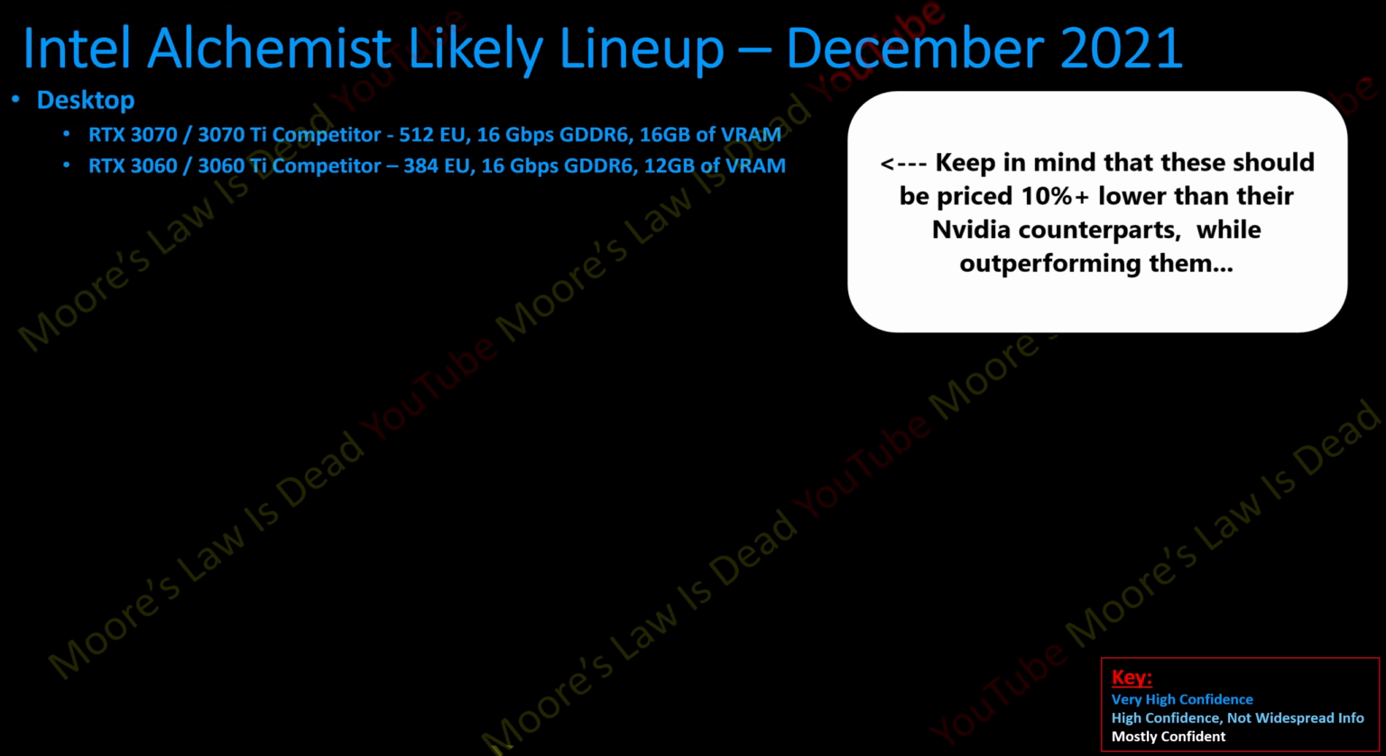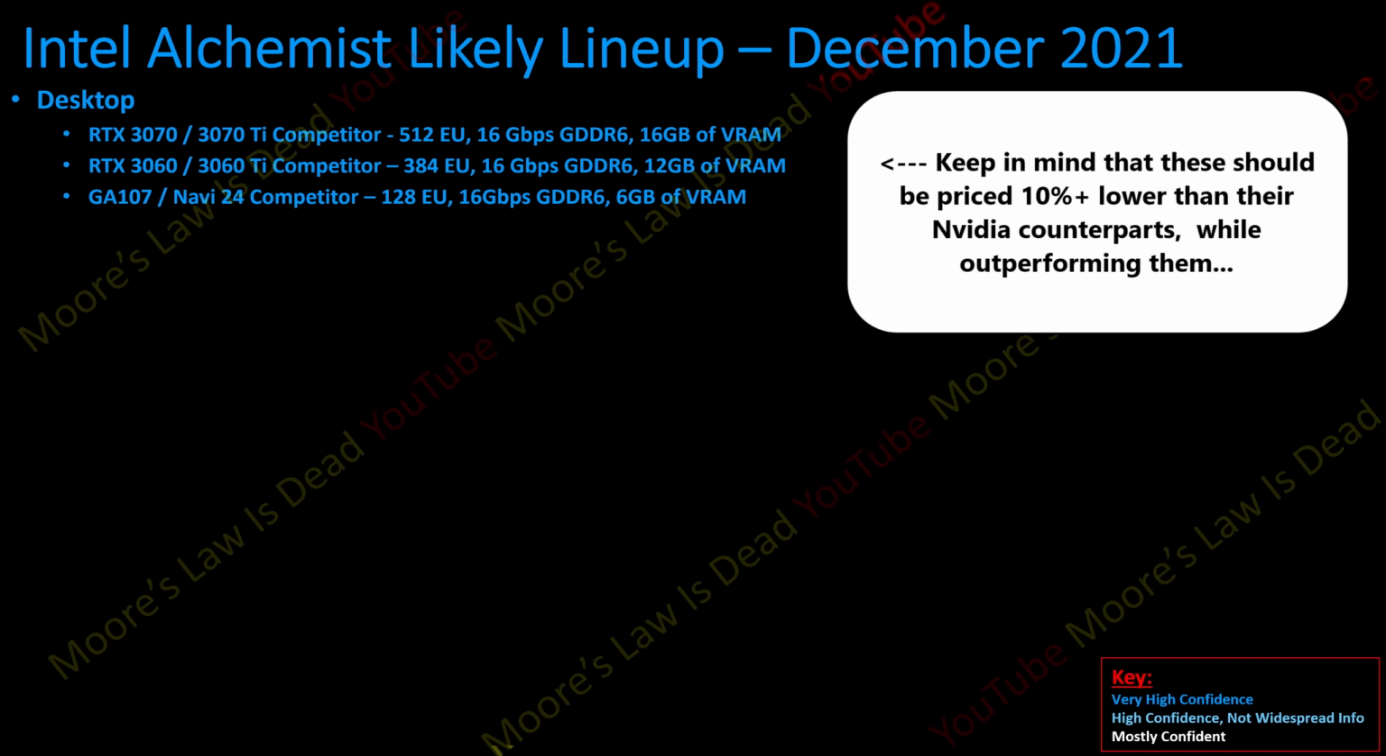Below that, the 384 execution unit model. This is something I believe will probably be a hair below the 3060 Ti in performance, but they consider it the same tier, and so they'll charge at least 10% less, maybe $350. And then, of course, it will offer more RAM than the 3060 Ti, and it'll probably make the 3060 look silly.